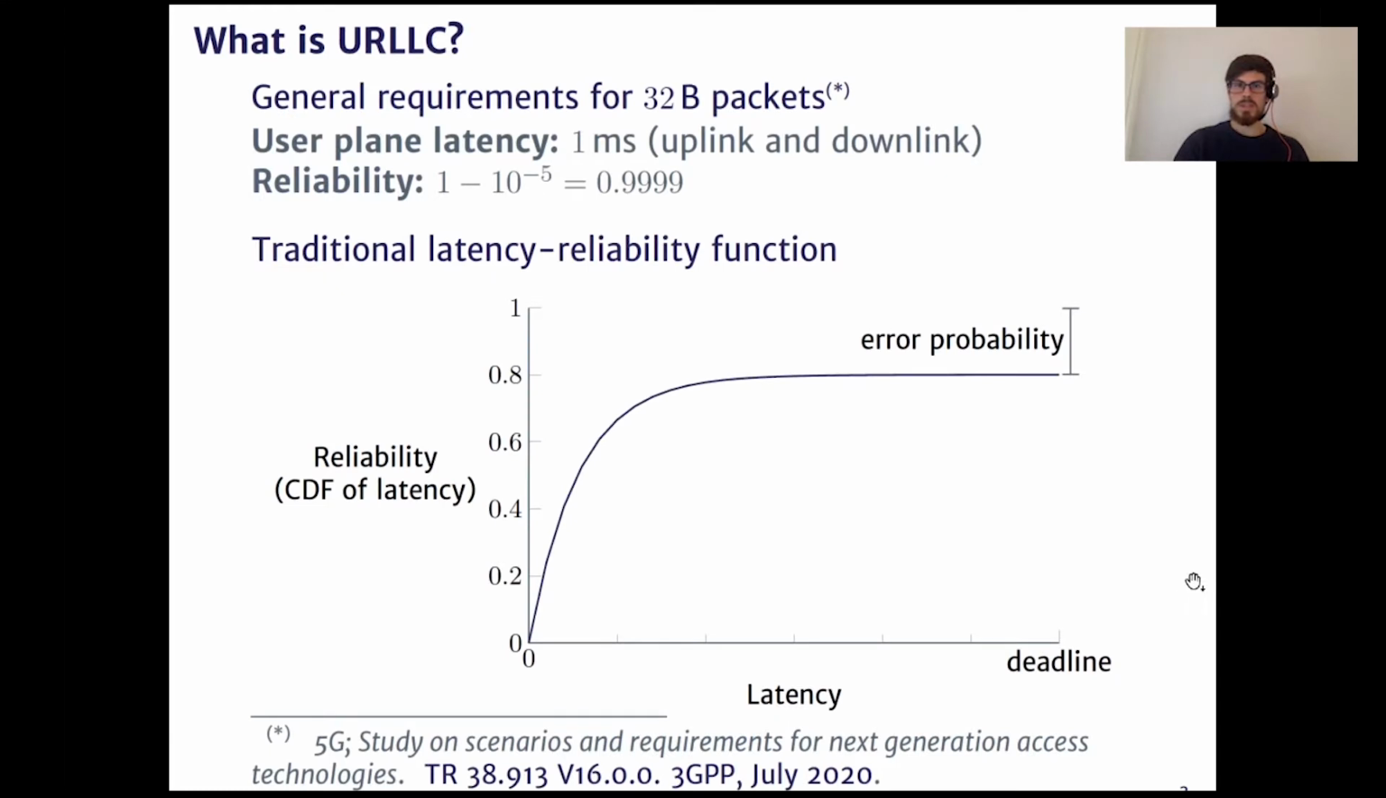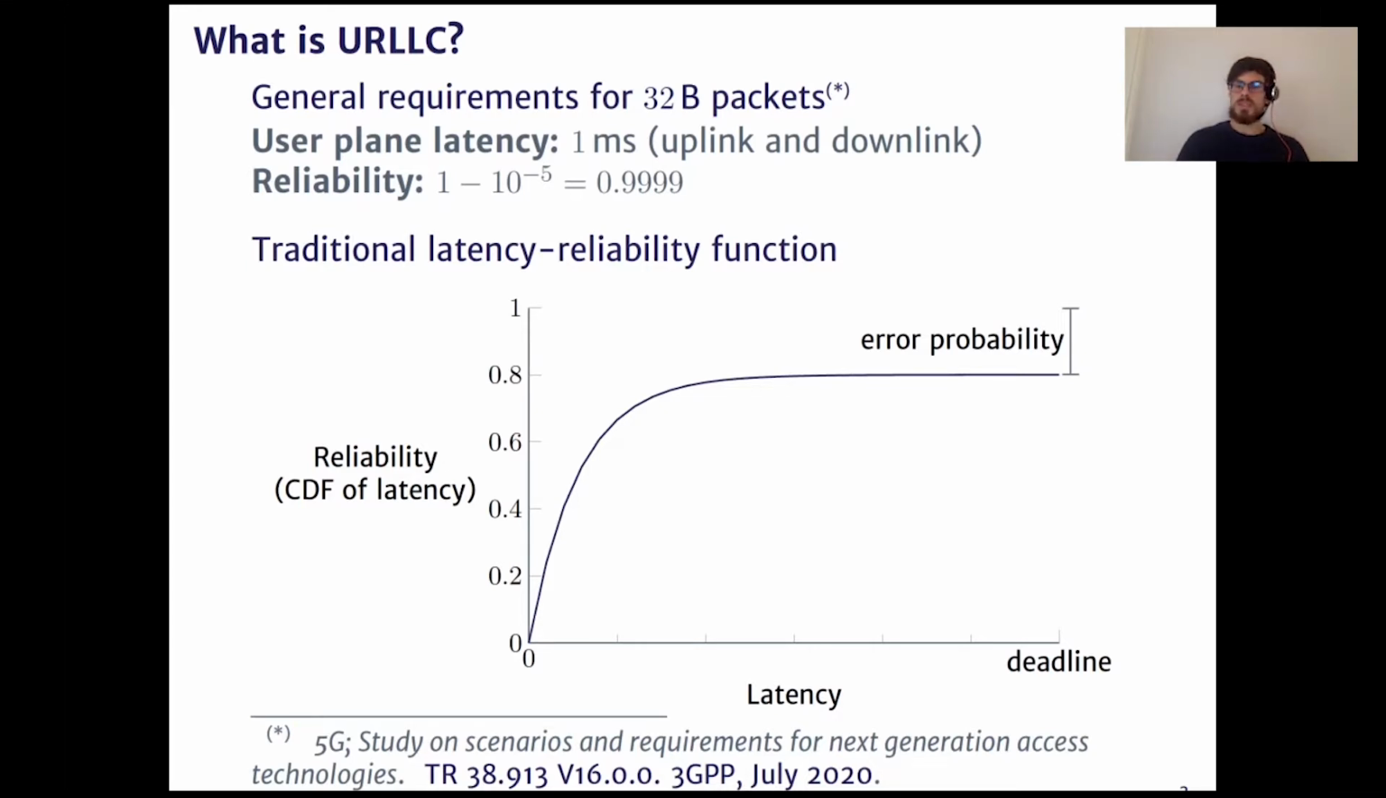So first, what is URLLC? Chad already mentioned that we have some general requirements stated by the 3GPP. For example, 1 millisecond latency, user plane in the uplink and downlink, and a reliability of 1 minus 10 to the minus 5, or 0.9999.